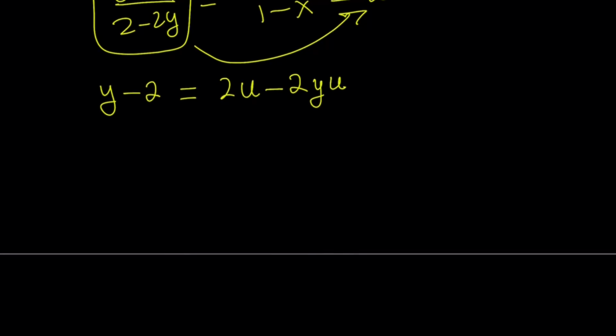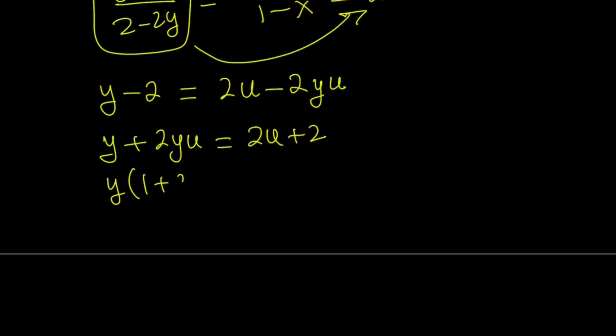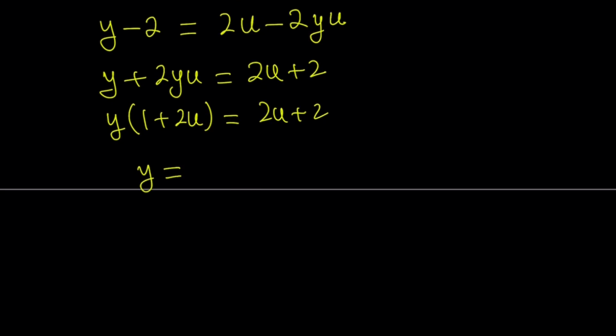So we cross multiply, and our goal here is, obviously, we have u in terms of y, so we want to solve for y. So let's bring the 2yu here and put the 2 on the right hand side, and then factor out y. 1 plus 2u, one more time, 2u plus 2, and then divide by 1 plus 2u, and that's going to give you y equals (2u plus 2) divided by (1 plus 2u).